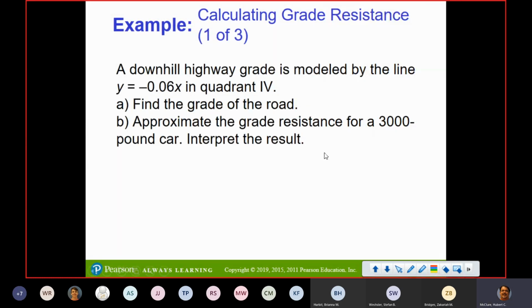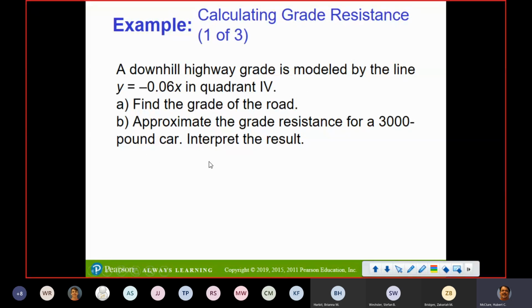Go through that. Down here, grade, okay, we'll find the grade of the road. Okay, a downhill highway grade is modeled by the line y is equal to -0.06x. That means -0.06 over 1 in quadrant 4. So that means in quadrant 4 that for every vertical over horizontal, for every foot or for every 1 unit, you go down 0.06.